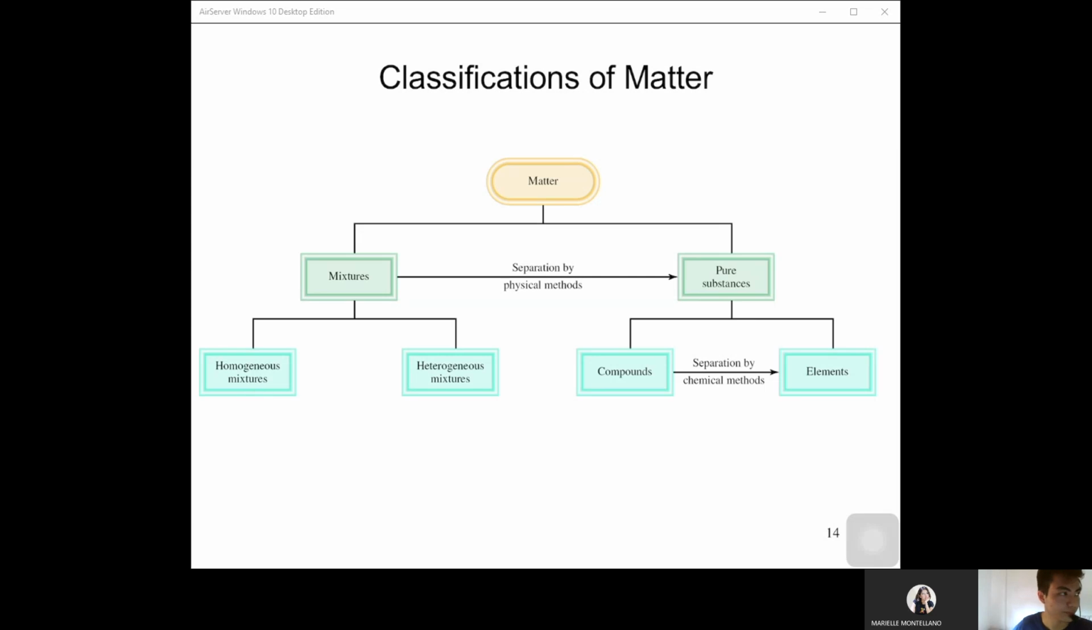Ano pa kaya? Kunwari, meron kang paracetamol. Yung tablet. Is that a homo, hetero, compound, or element? Pare, may gamot ka. Kremil S, kunwari. By just looking at its appearance.